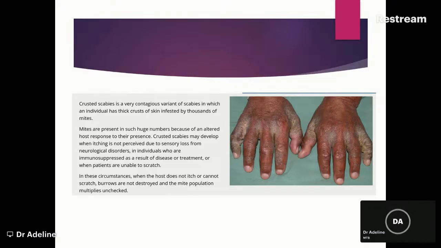So we just discussed one bacterial condition, one viral, and one ectoparasite condition.